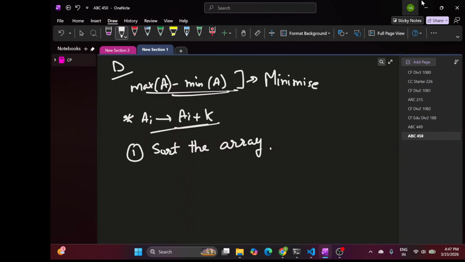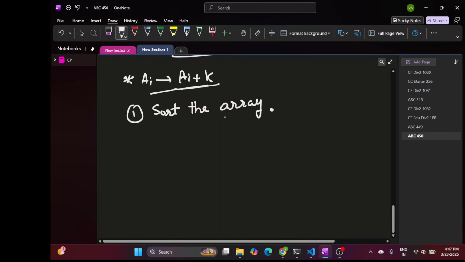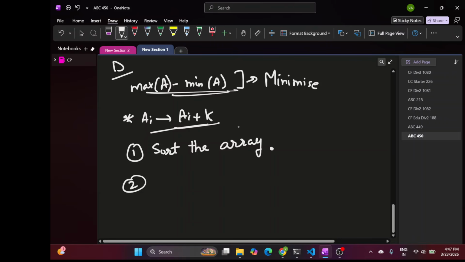And why will we sort the array? Because we are only interested in the maximum minus minimum. So actually, the order of values does not matter, right? And now what we can do is, since we need to reduce this value, we'll basically increase the value of the minimum element, right?